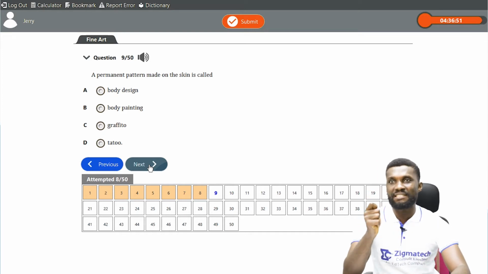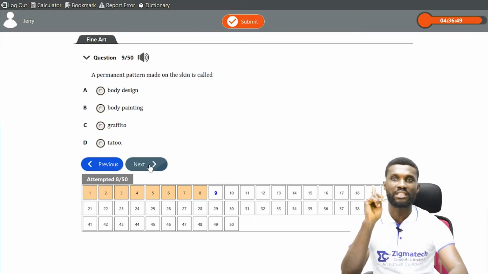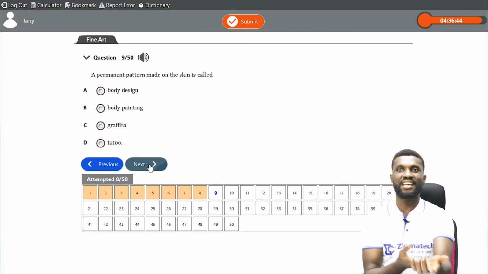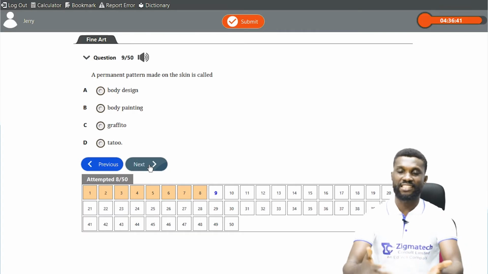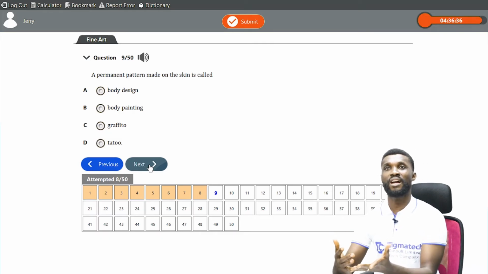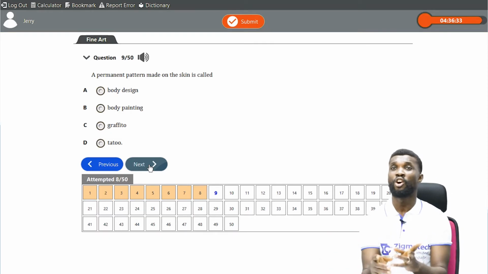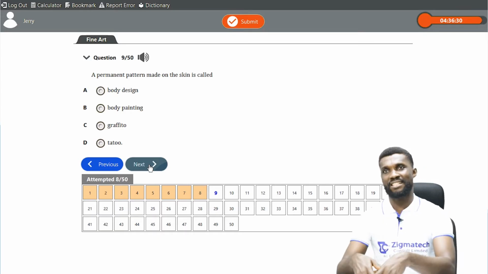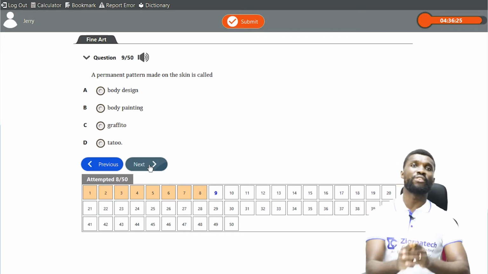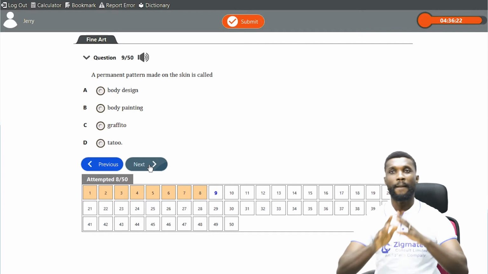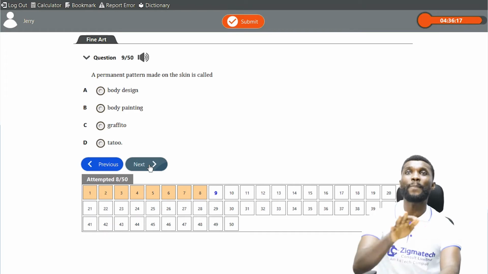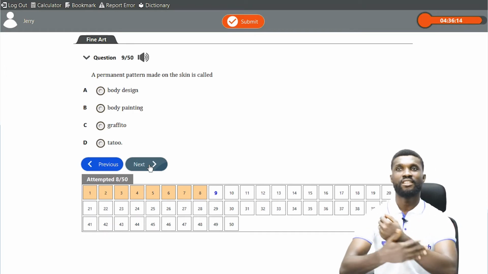Now, the permanent pattern made on the skin is called dash. Now, what are patterns? Patterns are motifs. These are designs that we create. Now, we have different types of patterns. We have all over repeat pattern. But before you create a pattern, there's what we call the motif. The motif is just a single unit of a design. However, patterns are designs of motifs. Therefore, they say the permanent pattern made on the skin is called dash.